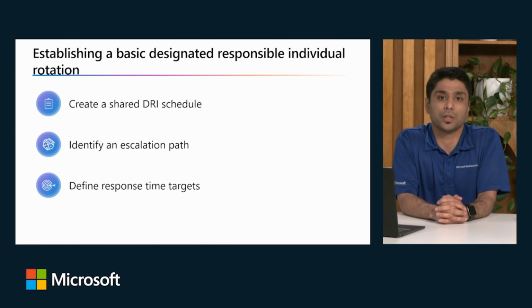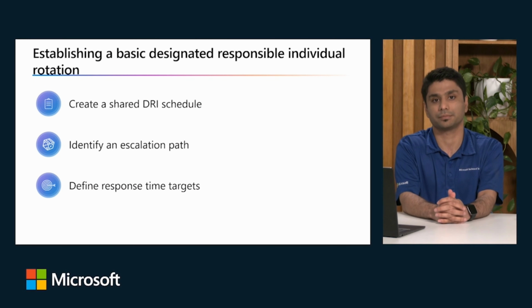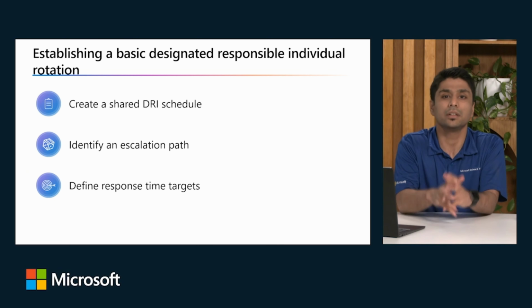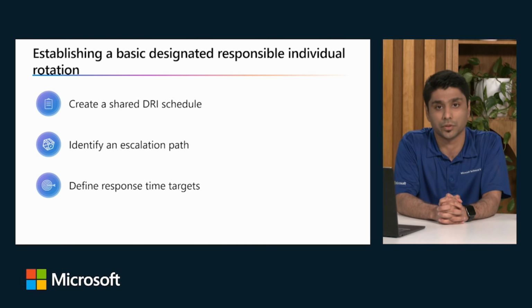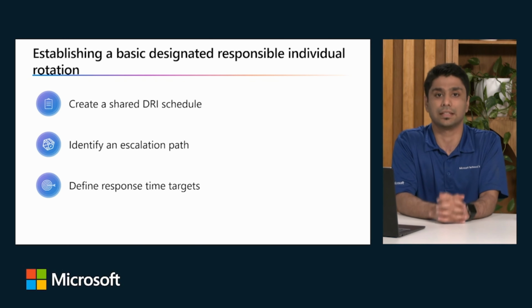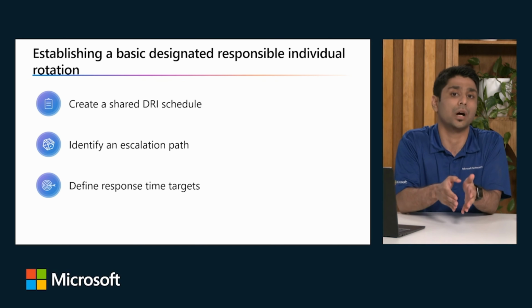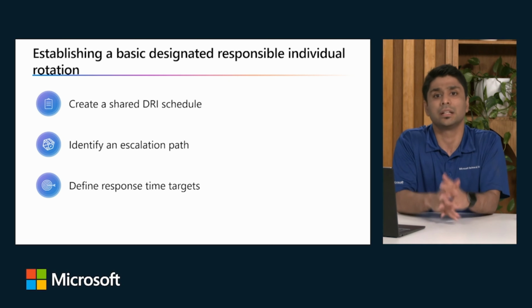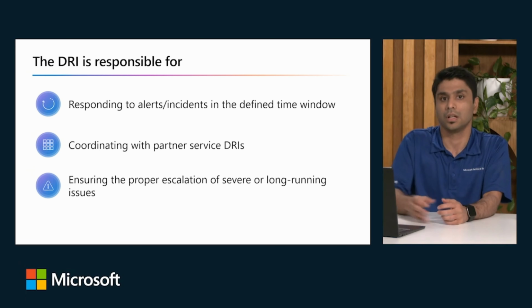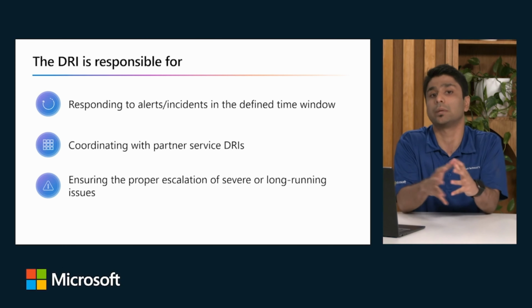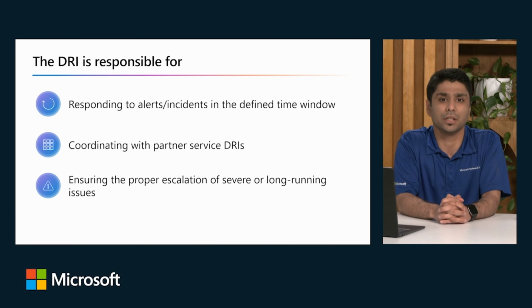Now, disaster response depends on definition of responsibility. A few things to consider. Create a shared plan for DRI. DRI refers to directly responsible individual. Identify a clear escalation path, so if the person happens to be out of office, we can get someone else. Define a response time target. Now, DRI is going to be the person responsible. They will be the direct person who responds to alerts or incidents and coordinates with partners. If the issue is severe or long-running, ensure the proper escalation is there.